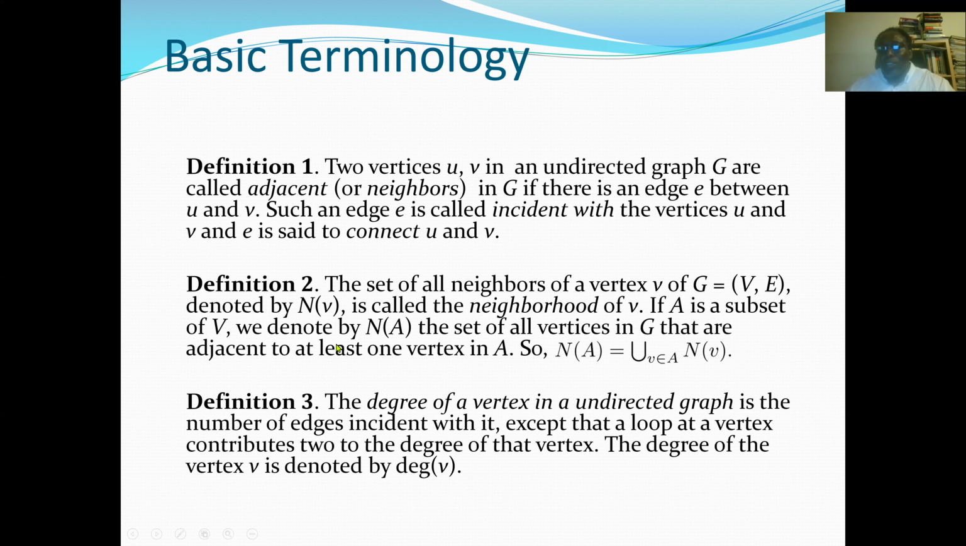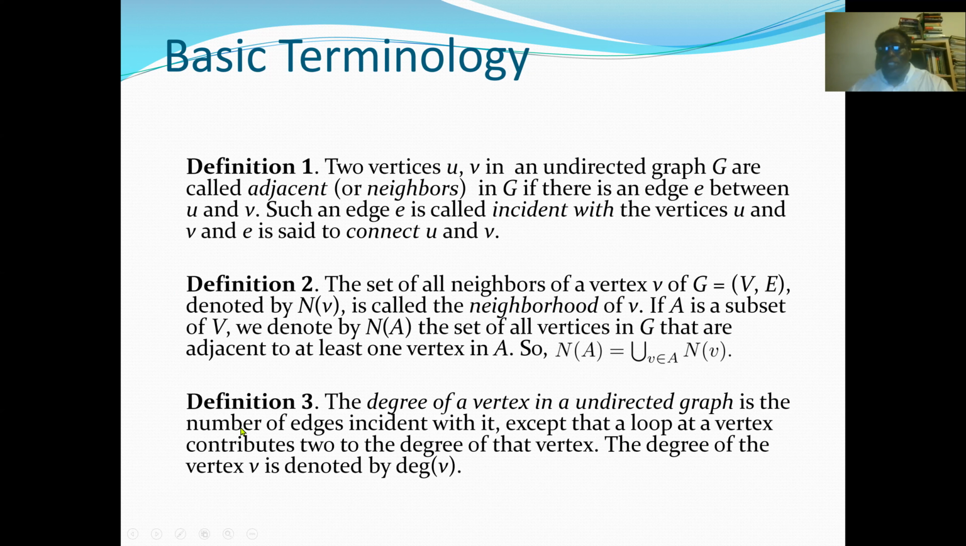So A is a subset of V. Now we can denote by uppercase N(A) the set of all vertices in G that are adjacent to at least one vertex in A. So here we can say that N(A) is equal to the union, over lowercase v belonging to A, of N(v). Again, that gives us the set of vertices.